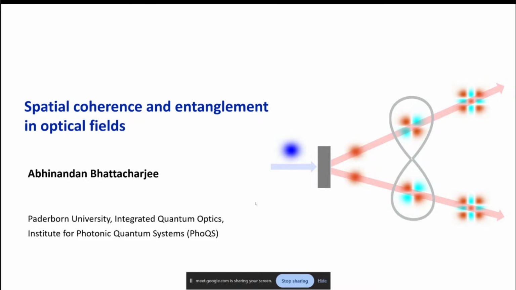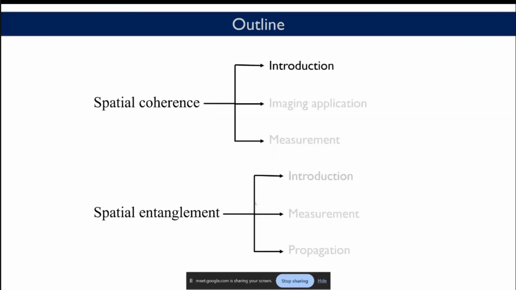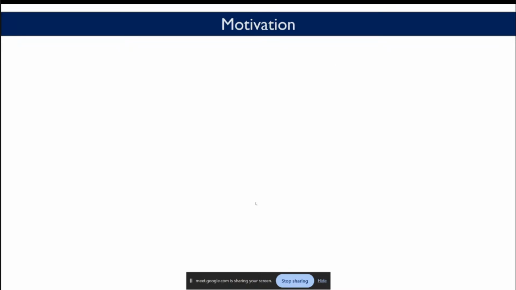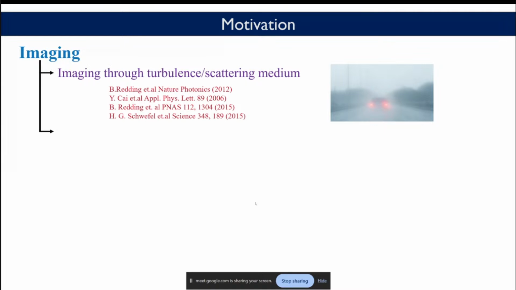So first I'll start with the coherence part. I'll just introduce the basic concept. And before that, just see why coherence is important. Spatial coherence, or controlling coherence, is very important in imaging applications, and specifically if one needs to do some imaging through complex or turbulent environments.